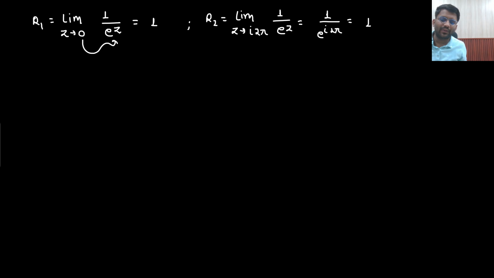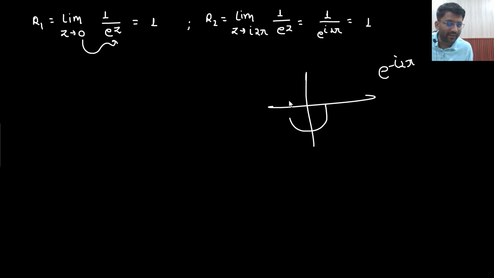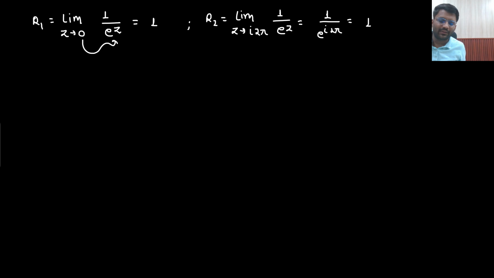Similarly, your R3 will also be 1 only. Because z tending to minus iota 2 pi, that means e to the power minus iota 2 pi, magnitude 1 making an angle of minus 2 pi. So again you are reaching 1 only. Right? So what is R3? R3 is limit z tending to minus iota 2 pi of 1 by e to the power z.